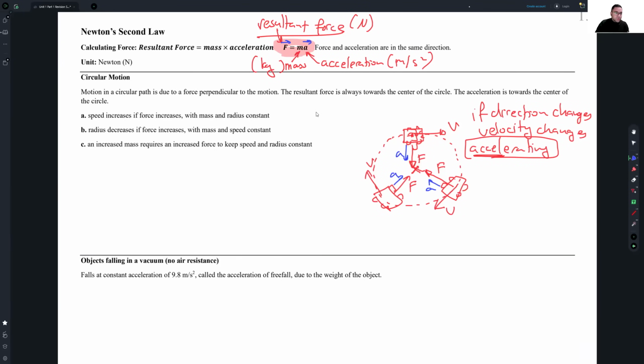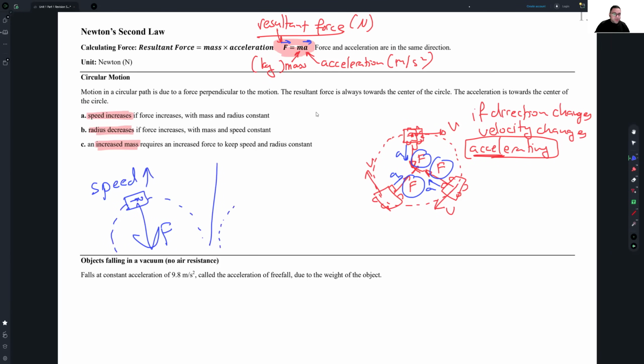Now, going in a circle has a few caveats. The force that you need to stay in a circle depends on three things: your speed, the radius, right? And your mass. If you move faster, like if I press the gas and try to move faster, I will need more force. So if the speed of the car increases, I will need more force to stay in my circle. This one makes sense.